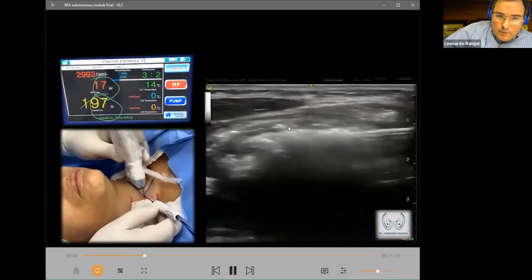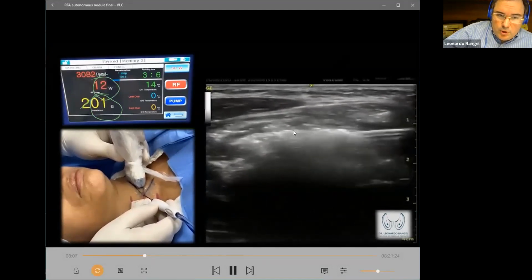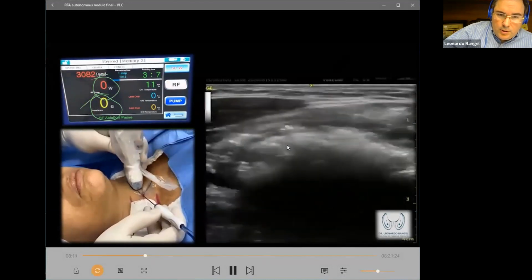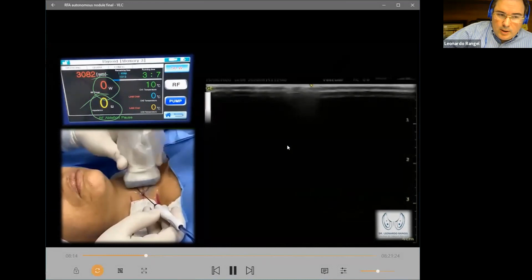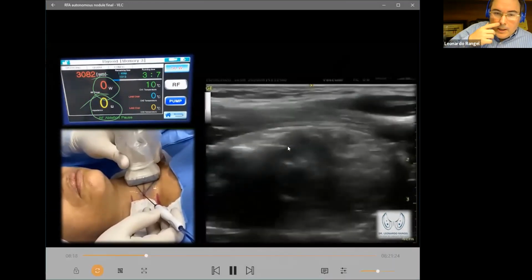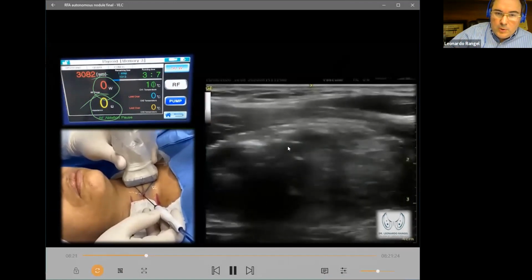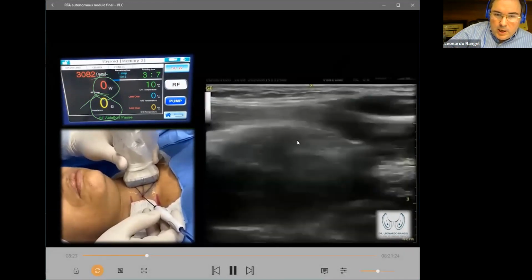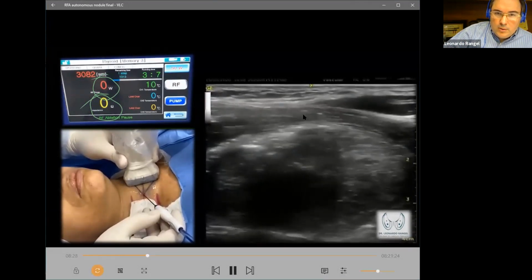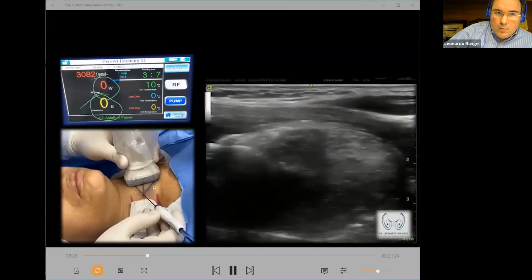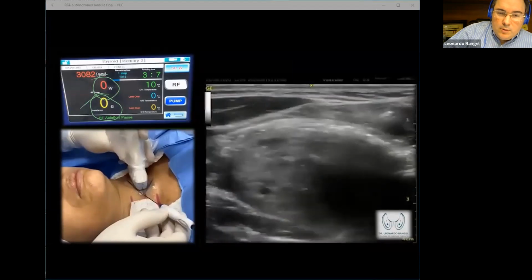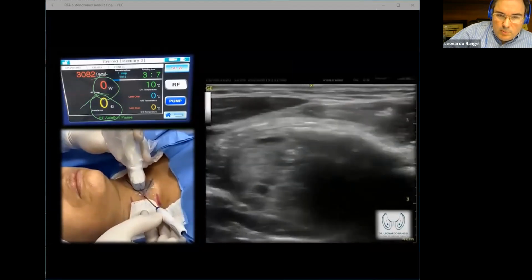So here we are finishing the most superficial part of this section. After we finish this section, we can check a longitudinal section. We make a longitudinal section of the nodule, and we can clearly see that area that we treated: one small section of the thyroid nodule that was ablated.